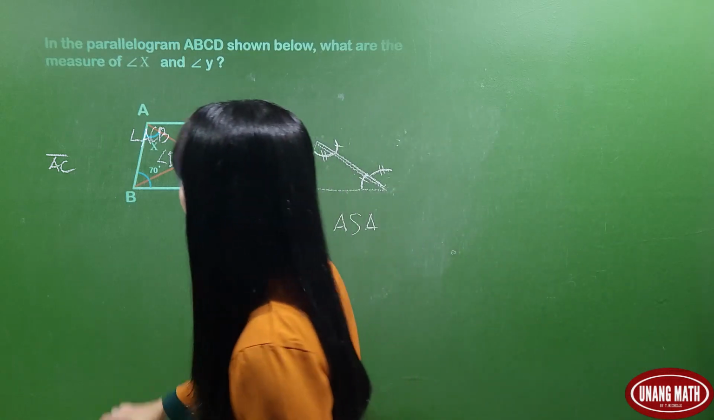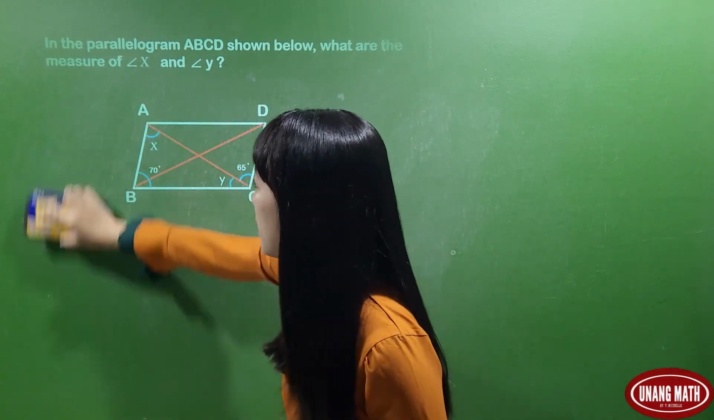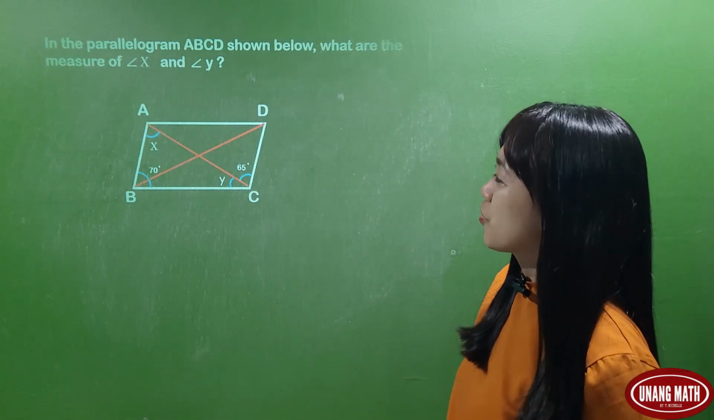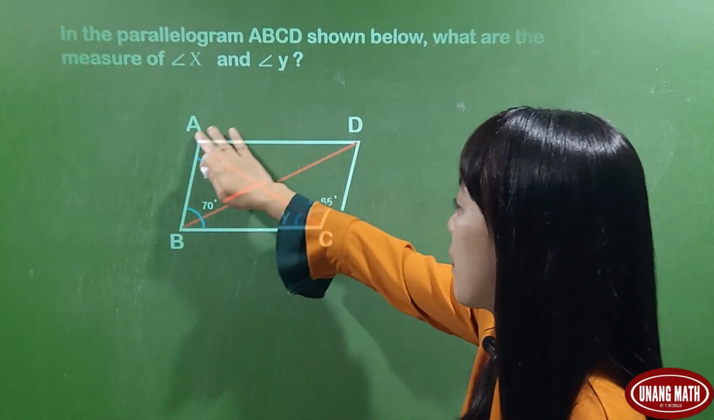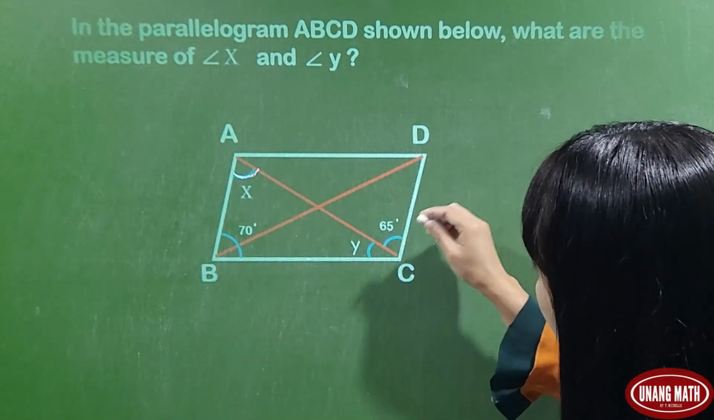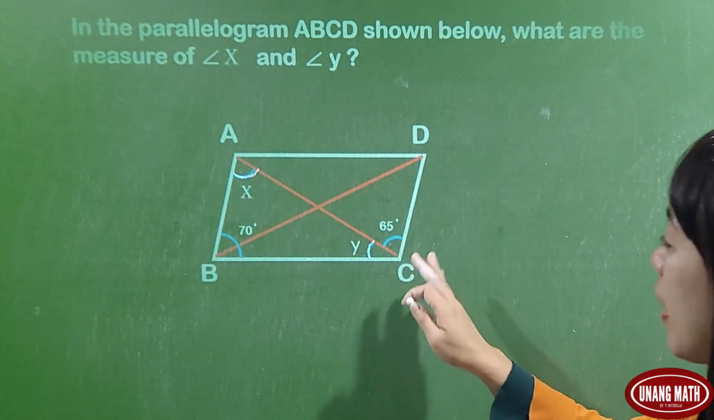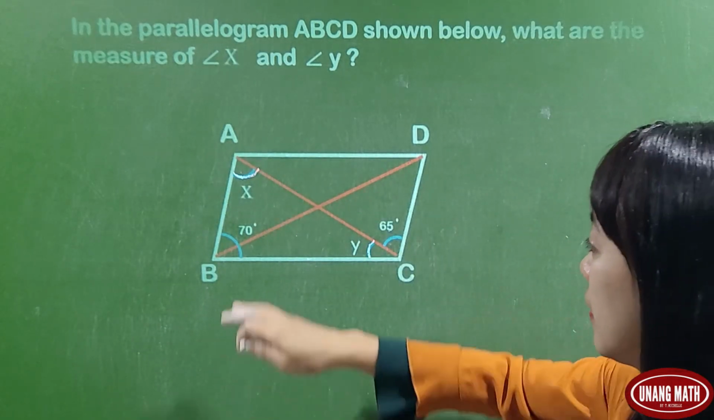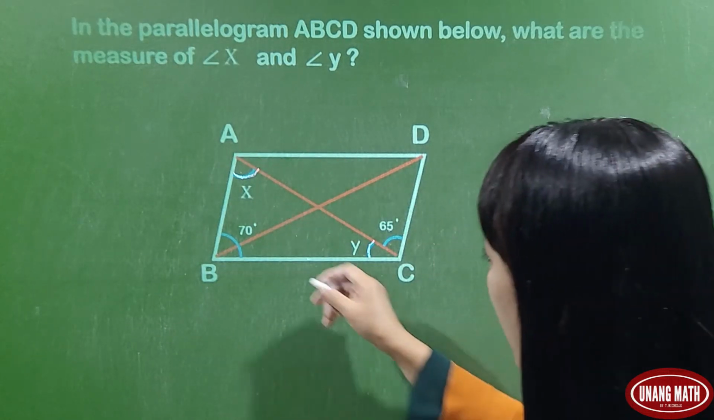This time, let's answer this simple question. In the parallelogram ABCD shown below, what are the measures of angle X and angle Y? So this is our parallelogram ABCD. We're looking for the measure of this angle and this angle. This is angle X, this is angle Y. These red lines here are what we call the two diagonals of this parallelogram.